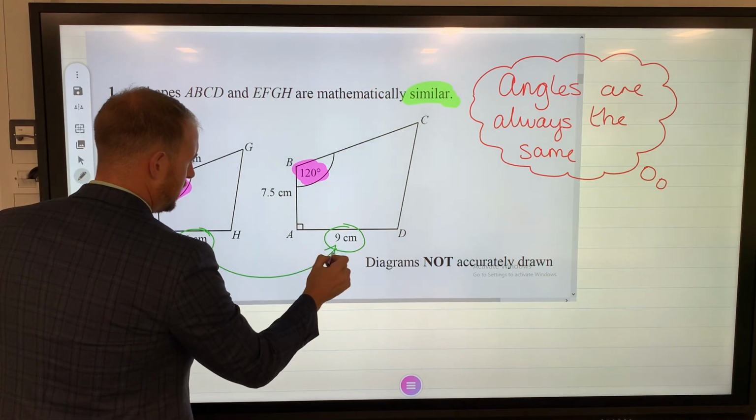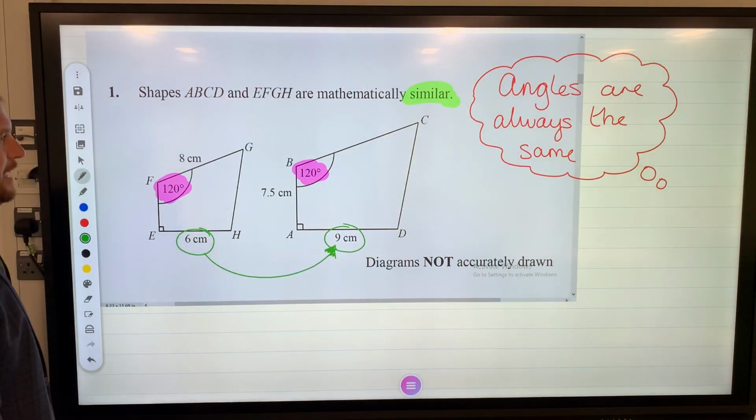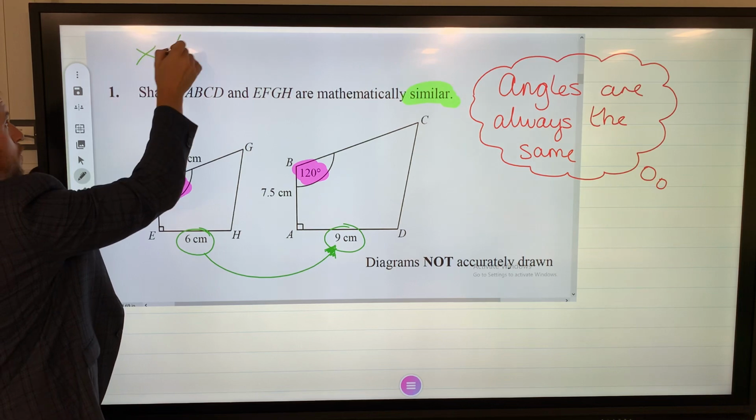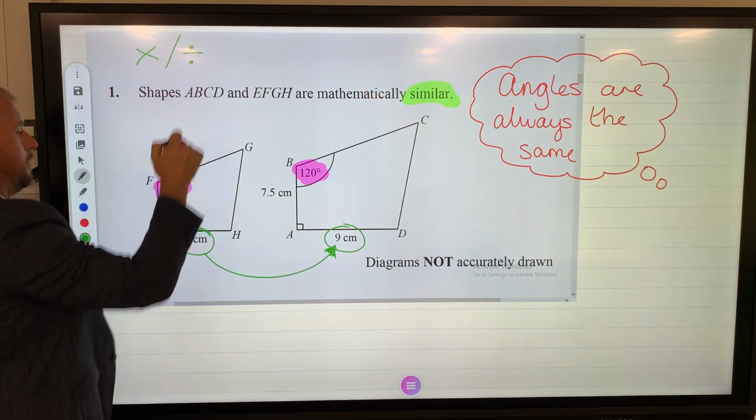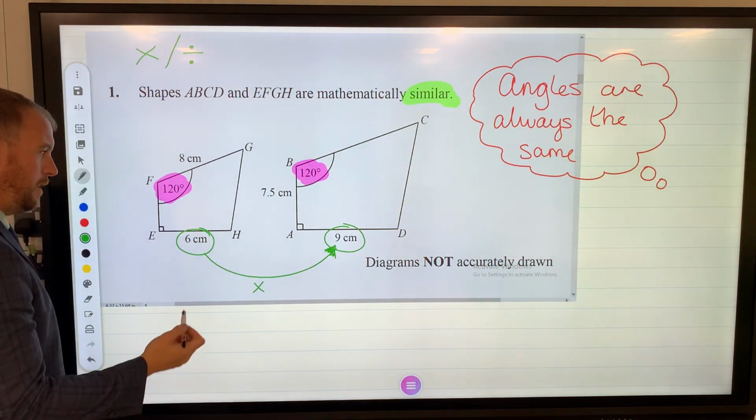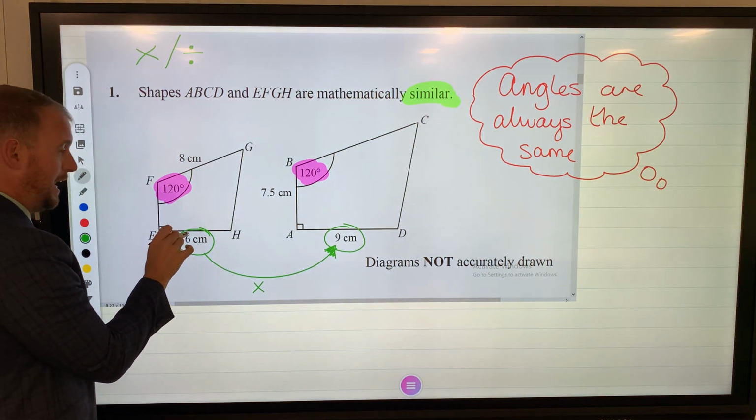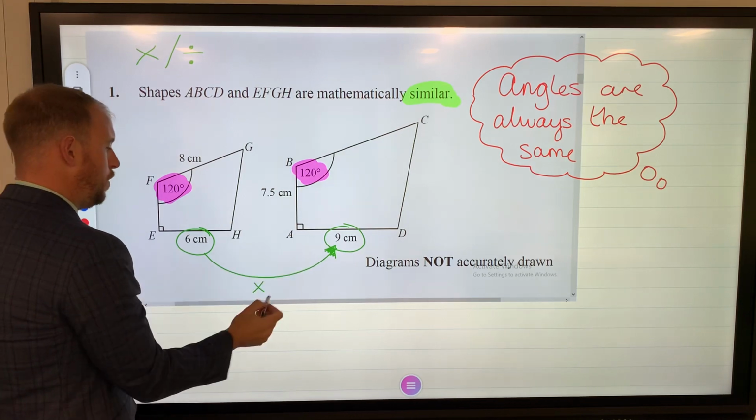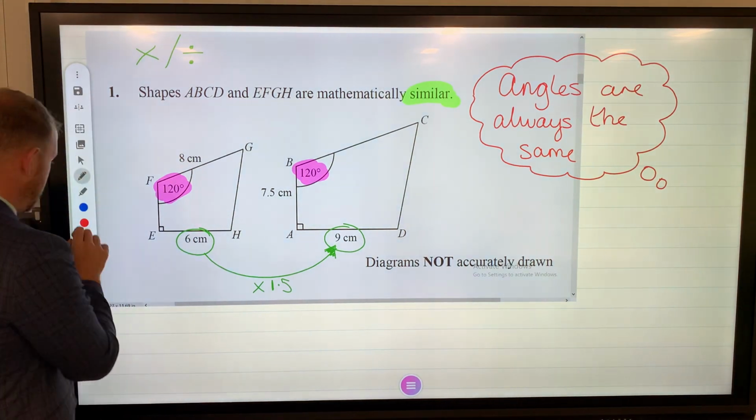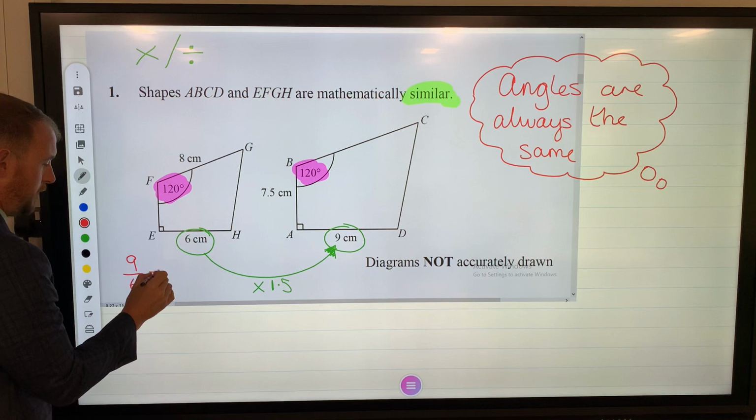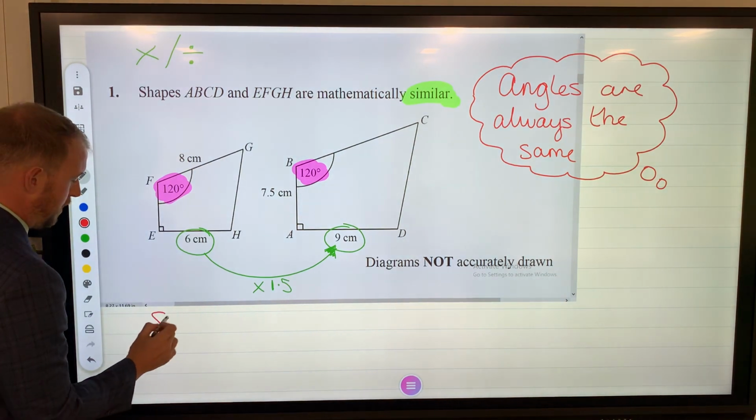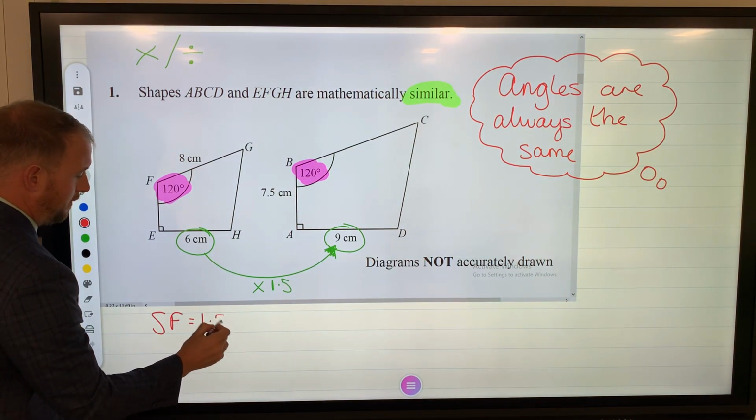Now, to get from 6 centimetres to 9 centimetres, yes, we are just adding 3. However, it's got to be times or divide. Has to be those: multiplication or divide. It can't be add or take away. So to go from 6 to 9, we are multiplying by something. Now, half of 6 is 3, and add that on is 9. So we know that 9 is 1.5 times bigger than 6. If you didn't know that, an easy way is to do 9 divided by 6 equals 1.5. That gives us a scale factor of 1.5. So our scale factor is 1.5.